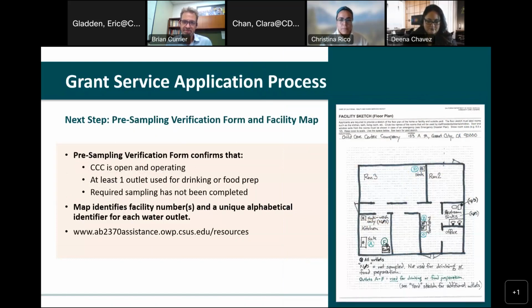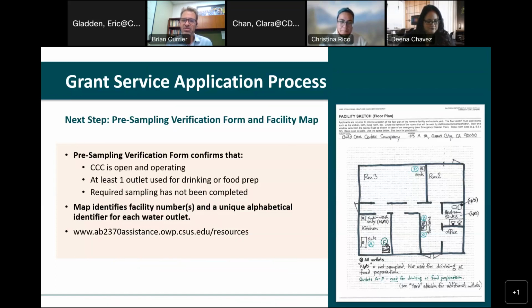After the eligibility form, the next step in the grant process is what we call the pre-sampling verification form. It's pretty simple. This form allows childcare centers to just confirm their current operational status, that they have at least one outlet used for drinking water or food preparation, and that testing hasn't already been performed by the childcare center. Along with completion of this brief form, qualified childcare centers will need to submit a facility map that Christina described through the provider portal, and that allows us to check it before we show up.